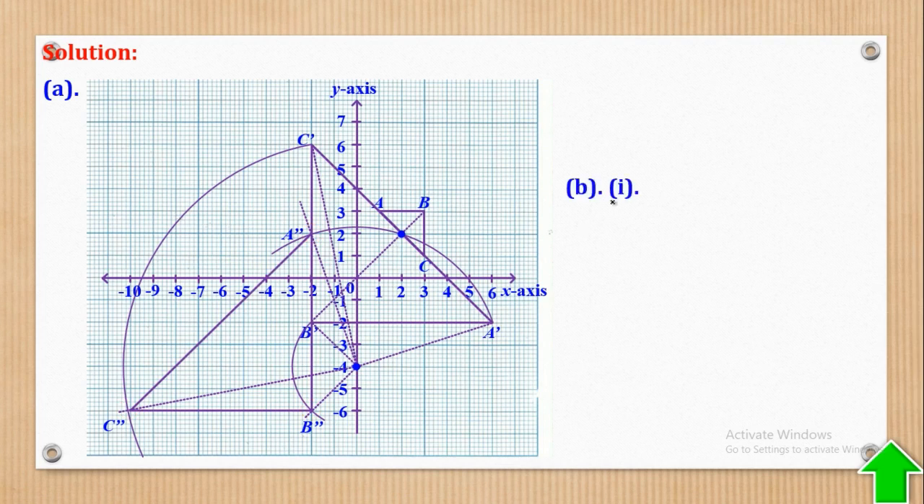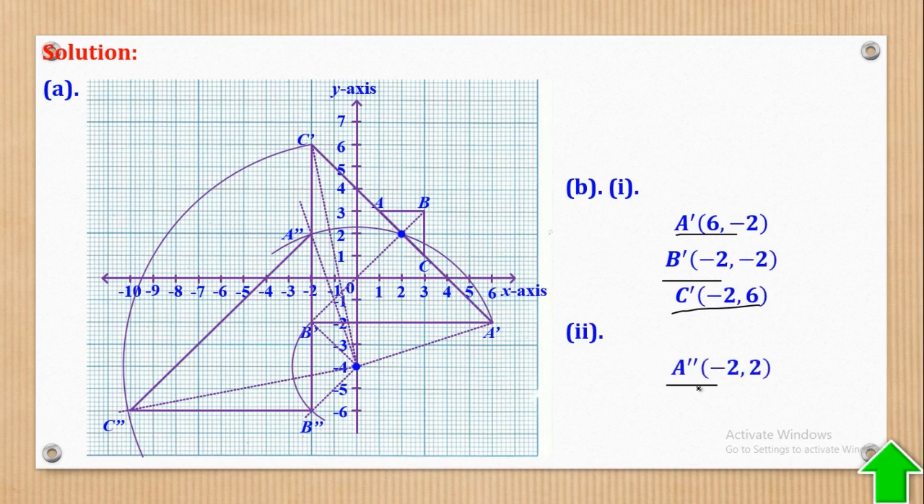Then we come on to part B. They wanted you to state the coordinates. A prime is that, B prime is that, C prime is that. Then for Roman 2, they wanted you to state the coordinates. A double prime is that, B double prime is that, and C double prime is that, and basically that is what they wanted.